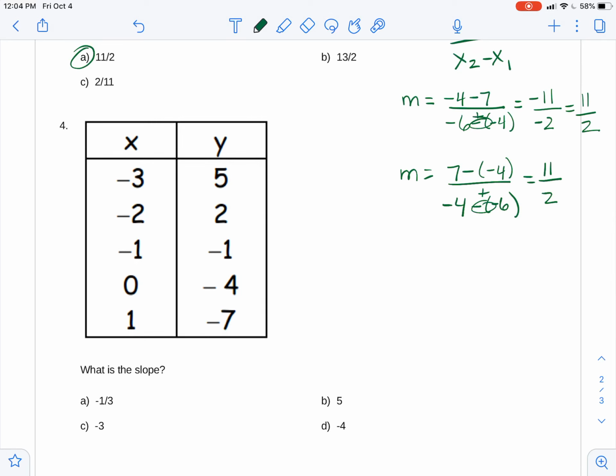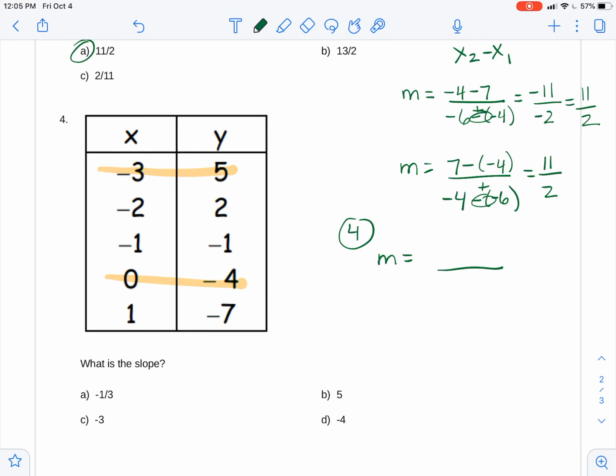Okay, now what happens if we have a table? Well, if you have a table, then you can actually do this one of two ways. You can use the slope formula. If you're doing the slope formula, you would just pick 2 points, any 2 points you want, okay? And you would find the slope. And so if I'm doing that, and I'm going to use these points, so I'm going to say 5 minus -4, there's my y's, -3 minus 0, so I have 9 over -3, or -3 is my slope. That's definitely one way you could do it. There's my answer.